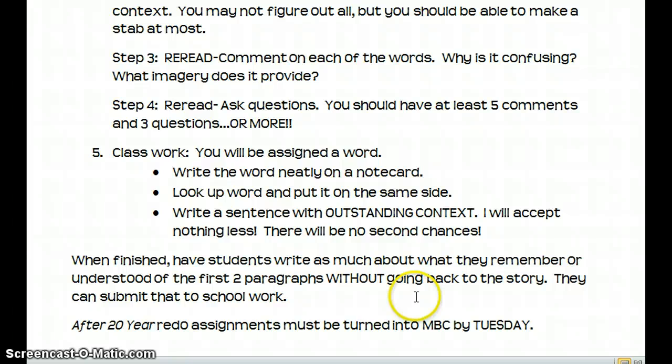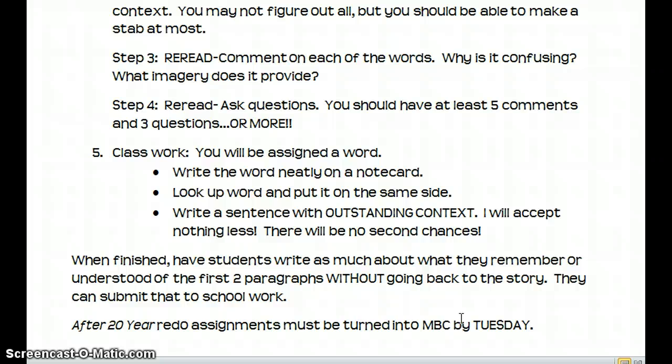If you finish with this, you may begin the homework, which is you need to tell me what you remember or what you did understand about the first 2 paragraphs of The Bad Little Boy without going back to the text. And I purposely did that. I gave you some time to do something different because I want to know what you remember in your own words. Too often you give me an answer and you just rewrite it from the text, and that does not tell me anything.